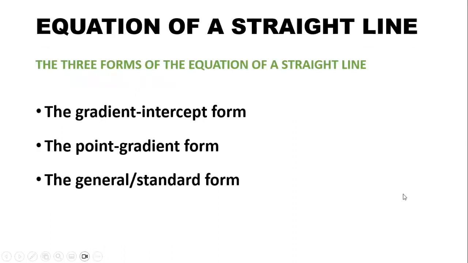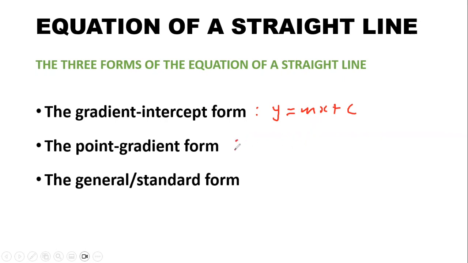The equation of a straight line can be written in three different forms. We have what we call the gradient intercept form, which is in this form, y equal to mx plus c, where c is the y-intercept and m is the gradient of the line.